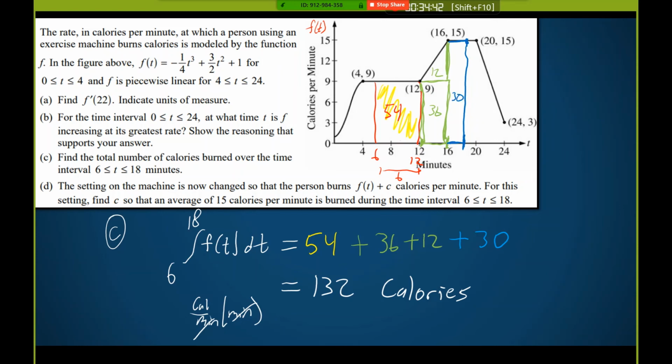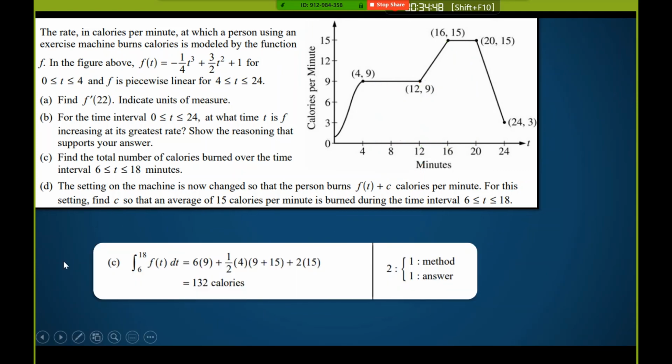Okay, last one. Oh, just show the scoring first. Okay, here's the scoring guide. So we've got 1 point for the method, which is getting areas. They did use a trapezoid for this middle space from 12 to 16, which is okay too if you want to do that in one shape. So that would be the average of your heights, 9 and 15 divided by 2, times your base of 4. But if you wanted to break that up into a rectangle and a triangle like we did, that'd be okay too.